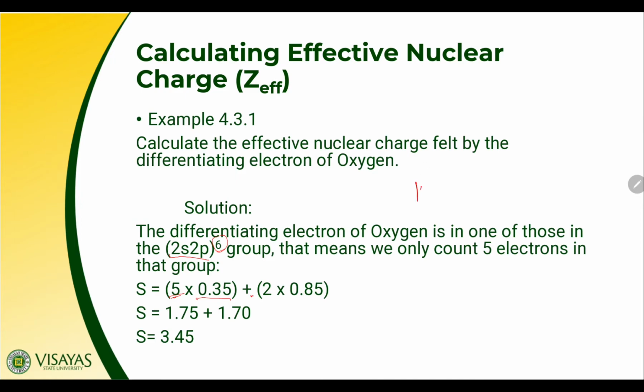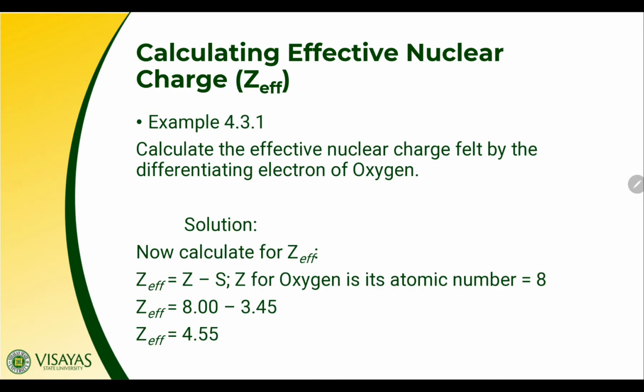our oxygen again is 1s2, 2s2 2p6. So we have 5 times 0.35. In the n-1, this is 2 minus 1, so this belongs to the n-1. So we have 2 times 0.85. If it's in the same ns np, it's 0.35. If it's n-1, it's 0.85. Okay, so we add them, then we get an S value of 3.45.